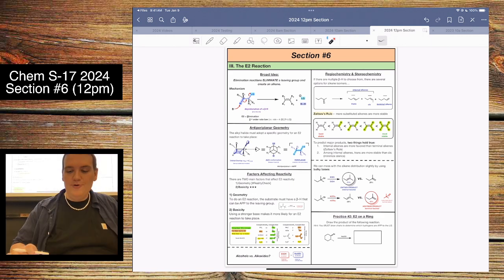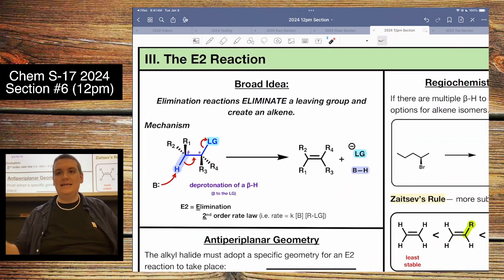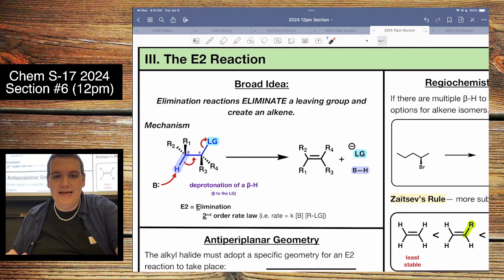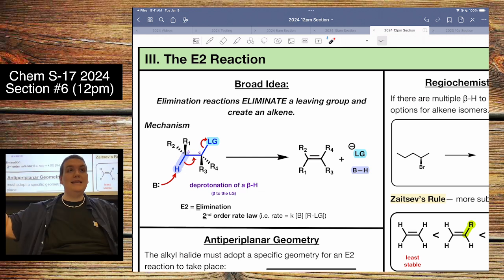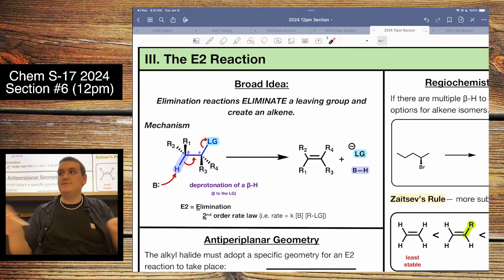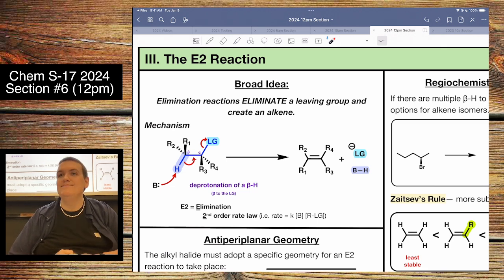On to E2. So our big idea here for an E2 reaction is that we are eliminating our leaving group. We're not just substituting it. And when we eliminate the leaving group, we create an alkene. That's the big idea here.